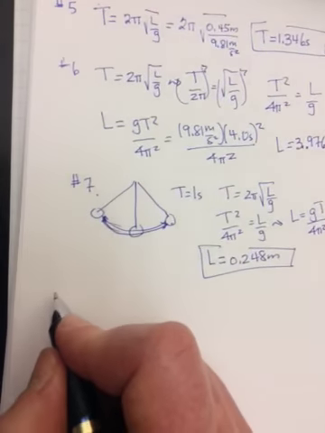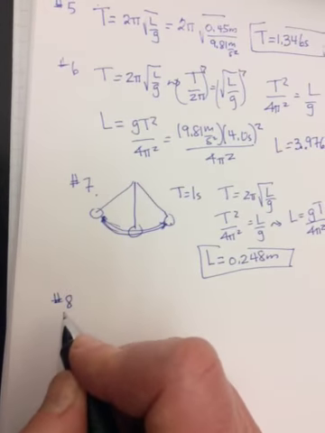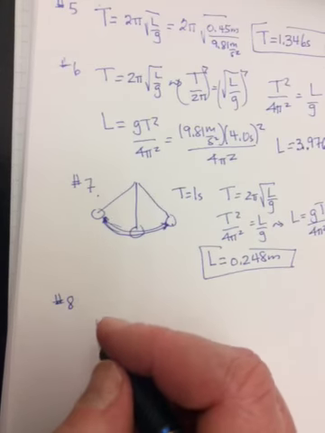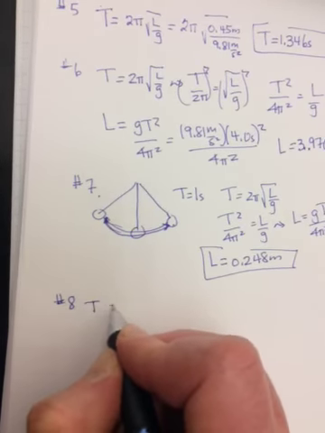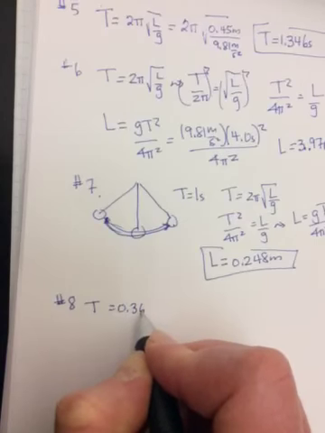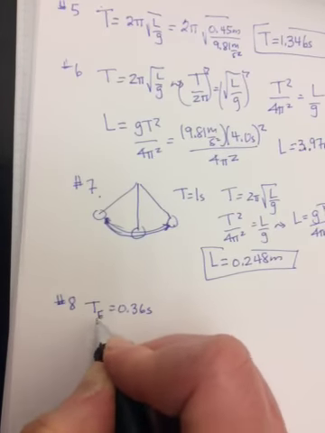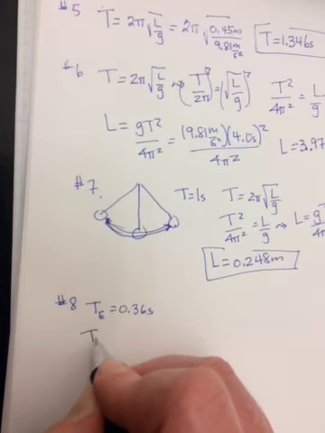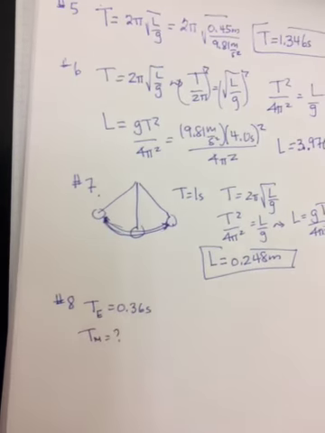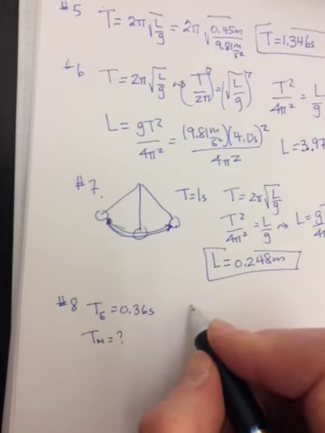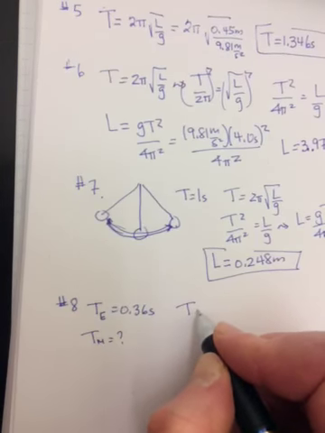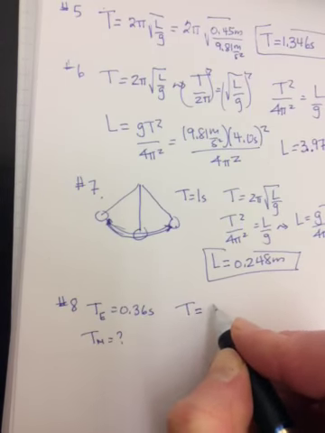Number 8 says, if the pendulum has a period, so T, of 0.36 seconds on Earth, what will its period be on the moon? Okay, so the first step is to find the length of the pendulum, because the length isn't going to change whether you're on Earth or on the moon.